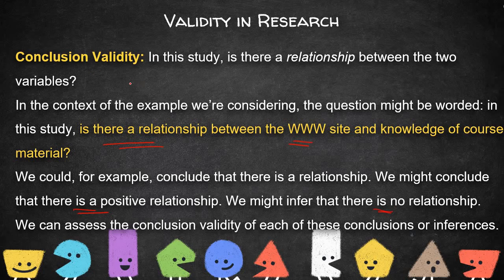In the first go we never establish causality. We first talk about relationship. Just remember this. We first begin with, is there a kind of relationship between, let's say, use of the www website and the knowledge of course material. This is all we are interested in, right?